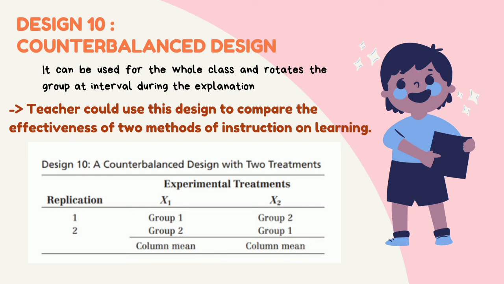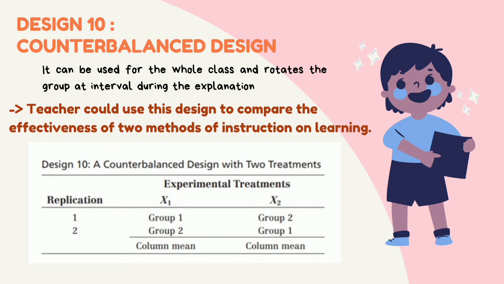The next is Design 10, the counterbalanced design. A counterbalanced design can be used with intact classes or the whole class and rotates the groups at intervals during the experiment. So in a counterbalanced design, all groups receive all treatments but in different order. It involves a series of replications, and in each replication the groups are shifted so that at the end of the experiment each group has been exposed to each X, but in different orders.